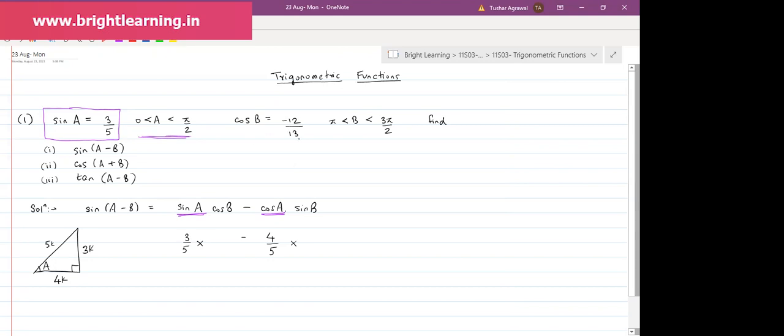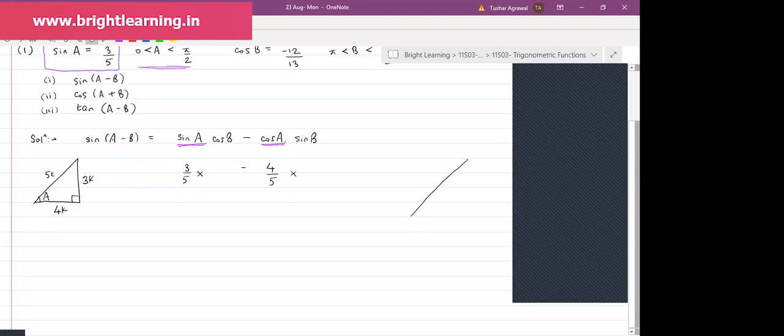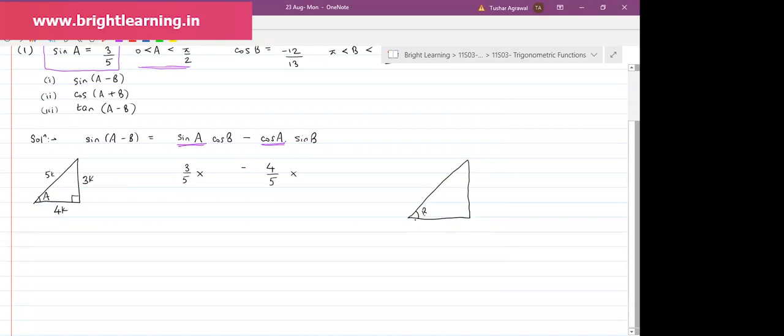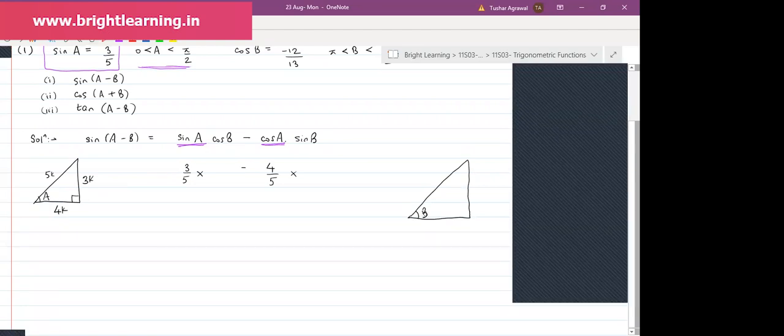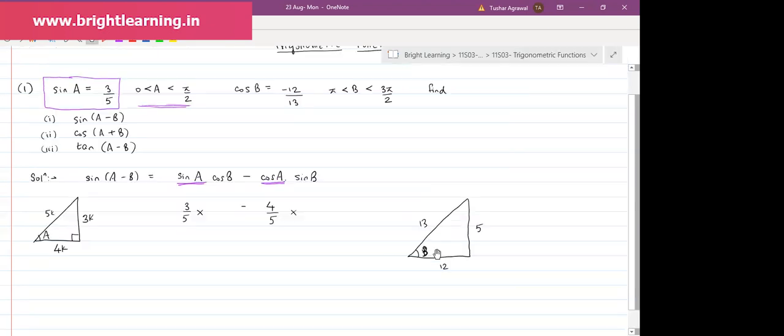Now what about B? Cos B is given to be equal to minus 12 by 13. If I construct a triangle related to B, with some angle B whose cos is minus 12 by 13, then this side is 12 in magnitude, this is 13, so this side will be 5. So the magnitude of cos B is 12 by 13 and the magnitude of sin B will be 5 by 13.